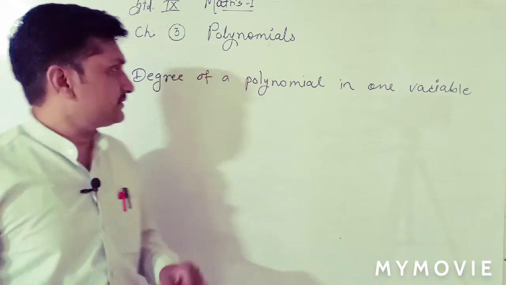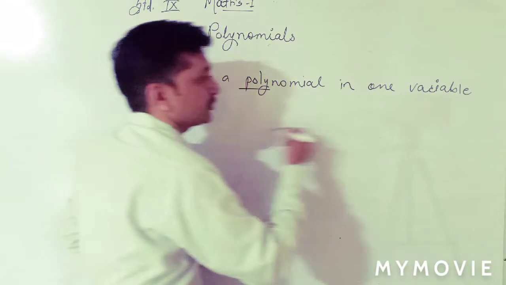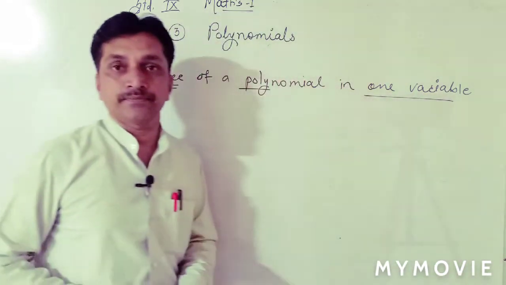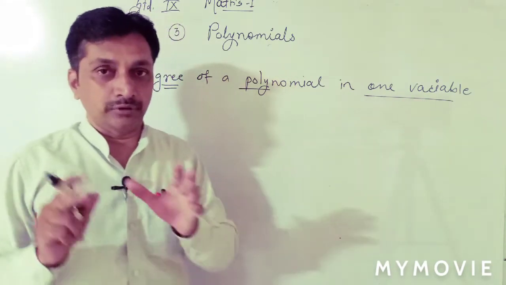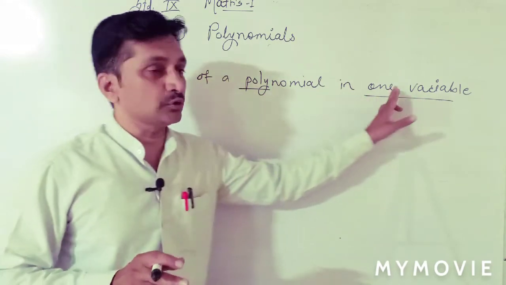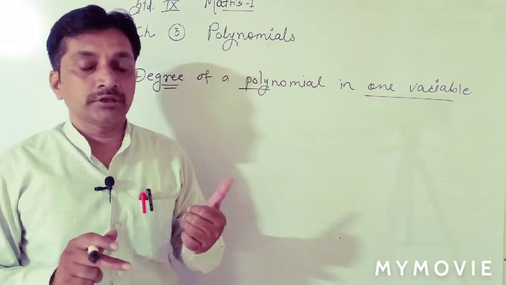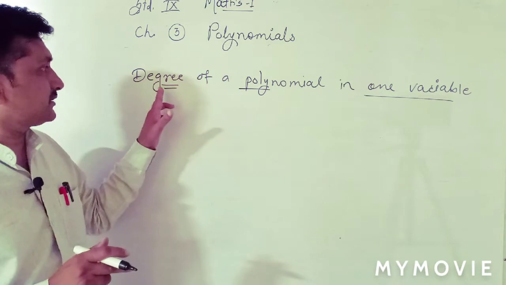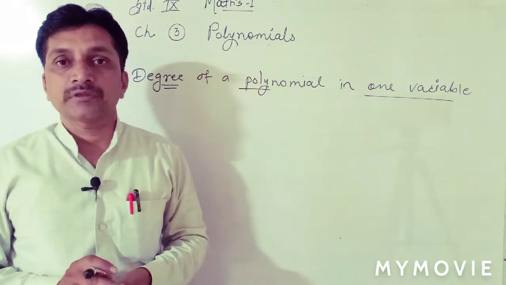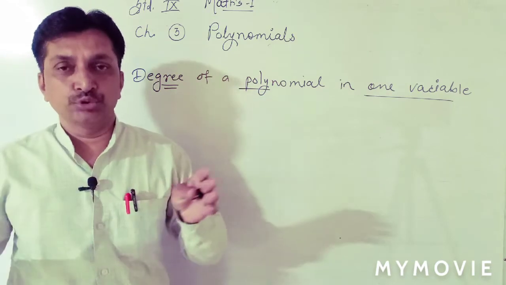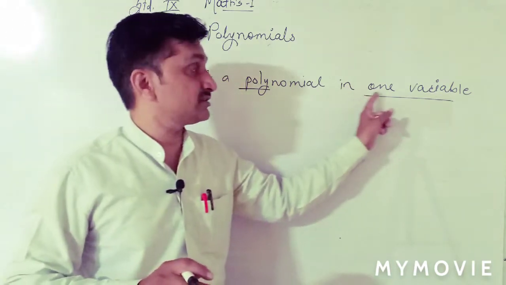Now next point is degree of a polynomial. Degree of a polynomial in one variable. In case of a polynomial in one variable, because one more type there is polynomial in more than one variable. If there are variables but more than one, then in that type. First let's say degree of a polynomial in one variable. What is the degree? If there are 2, 3, 4, 5 terms, then how to identify the degree of that? But that is in one variable.